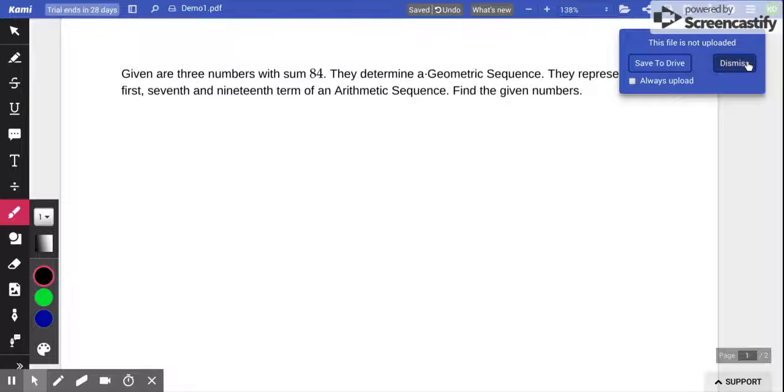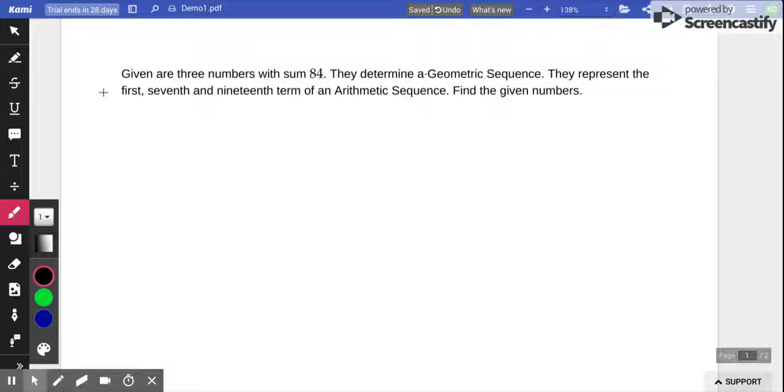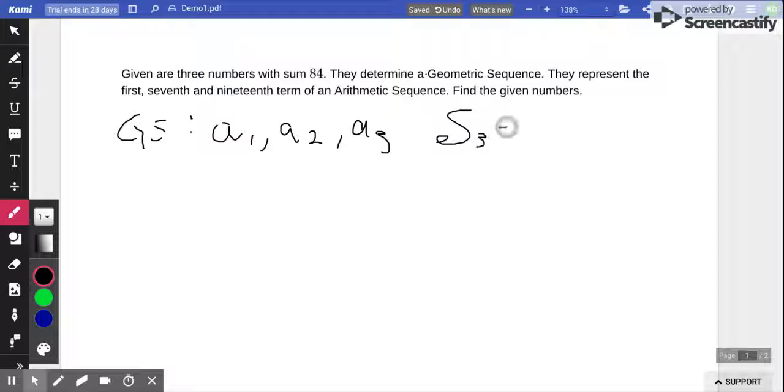So let's write this down first. We've got a geometric sequence. We have three numbers, so let me call them A1, A2, and A3. Their sum is going to be 84.